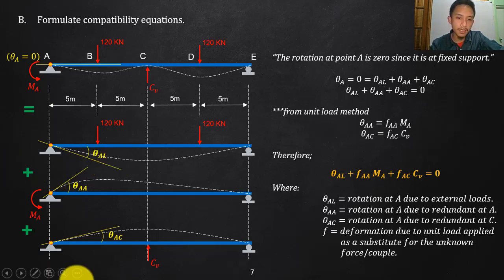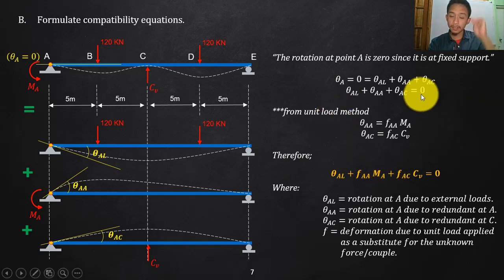Okay? The same idea in your C sub V. Since we do not know that one, we need to assume, let's say, 1 kilonewton since we have a kilonewton here. So I will consider 1 kilonewton. And then let's figure out what will be the rotation on the resulting beam. Then the value there, later on, we will multiply with the value of C sub V, and that will give us the effect of the entire force C sub V. That is the concept of your unit load method.